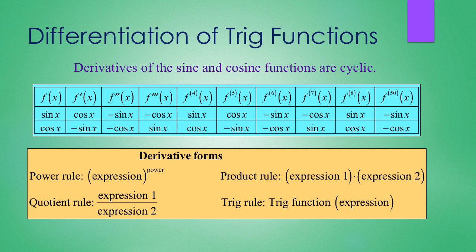We now have 4 basic derivative forms: power, product, quotient, and trig. And the chain rule, of course, is always in effect. The power rule is in the form of an expression to a power. The product rule is in the form of expression 1 times expression 2. The quotient rule is in the form of expression 1 over expression 2. And the trig rule is one of the 6 trig functions of an expression.